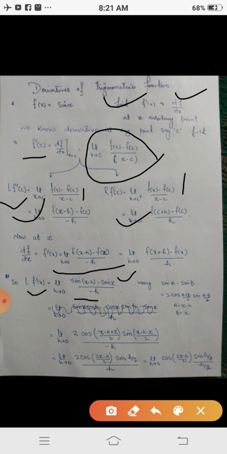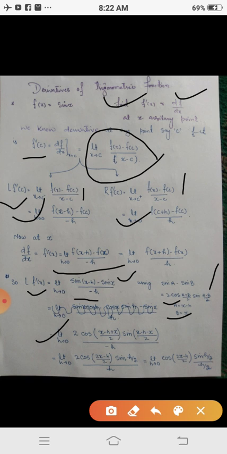Now here we have sin a minus sin b, which by using the identity is twice cos of (a plus b) upon 2 into sin of (a minus b) upon 2, where a is x minus h, b is x. So it is limit h tends to 0 twice cos of (x minus h plus x) upon 2 into sin of (x minus h minus x) upon 2, upon minus h. Now x plus x is 2x, so cos of (2x minus h) upon 2. Now x cancels, and it is simply sine of minus h by 2, but sine of minus theta is minus sine theta, which implies that it is minus sine h by 2.